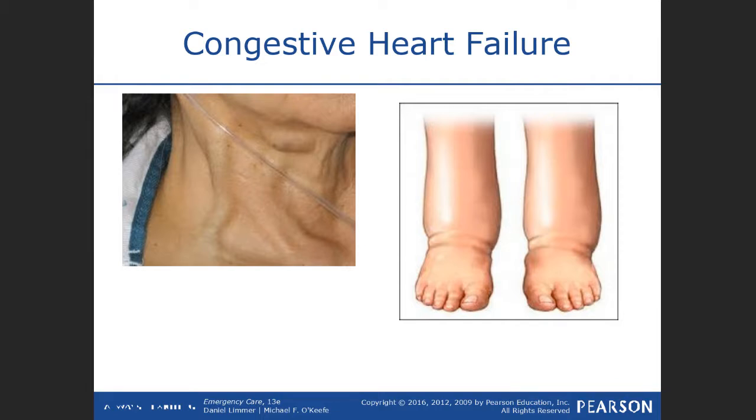You're going to see pronounced jugular venous distension. You're going to see bilateral pedal edema. Now, the most common cause of right heart failure is left heart failure. The most common cause of left heart failure is uncontrolled high blood pressure. Previous history of myocardial infarction is another big cause of heart failure as well. There are a lot of other causes too, but these are really the two most important ones to talk about.